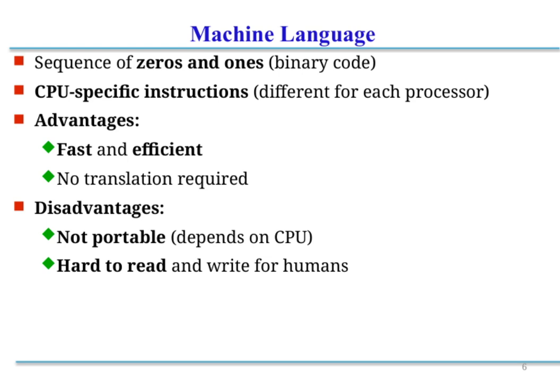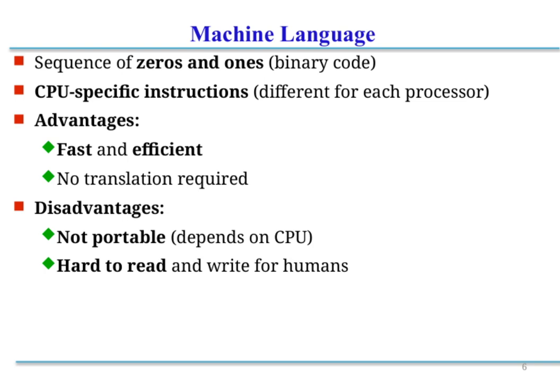This is the most fundamental way a computer communicates directly with the hardware. Each instruction is specific to the CPU, meaning that different processors have their own unique set of instructions. One of the biggest advantages of machine language is that it's extremely fast and efficient because it's executed directly by the hardware without any translation needed.